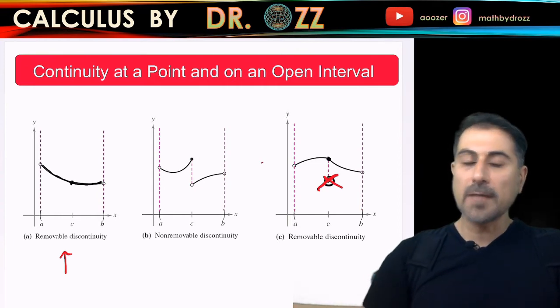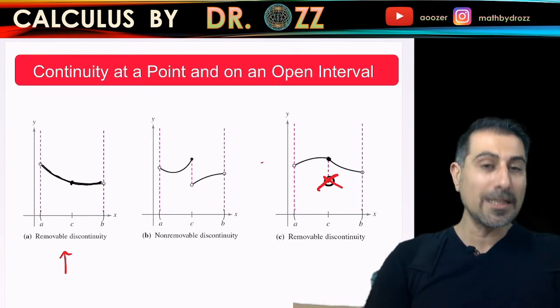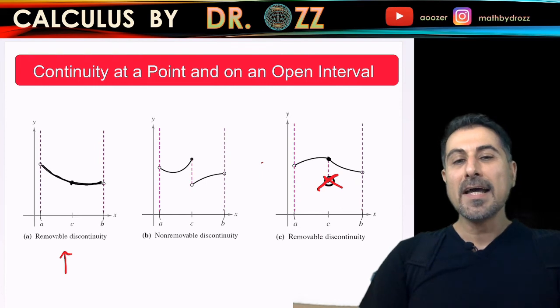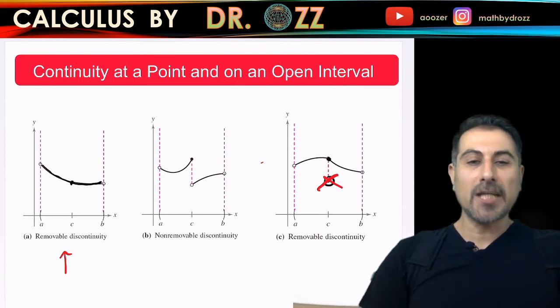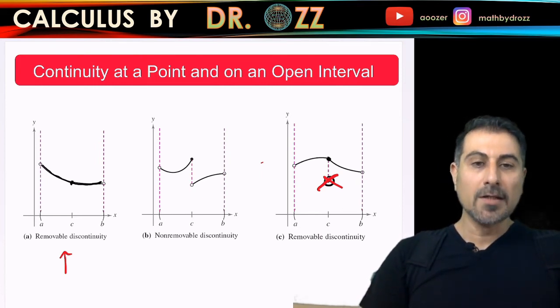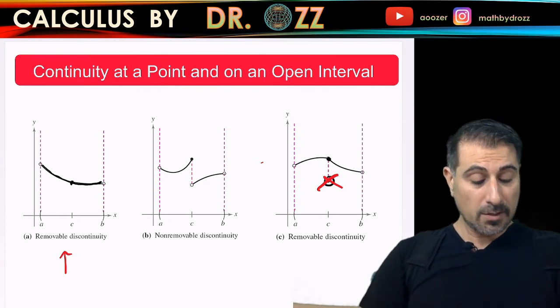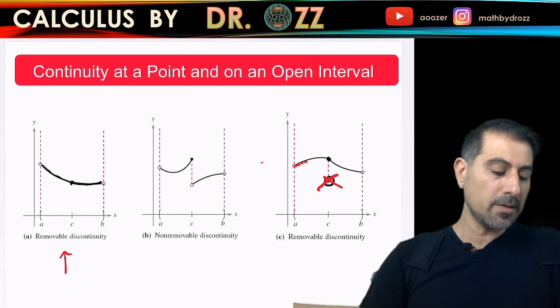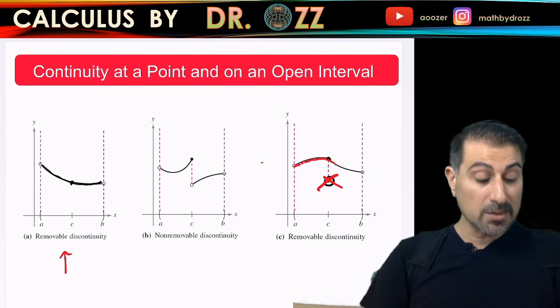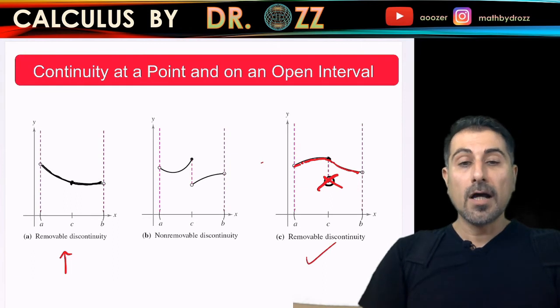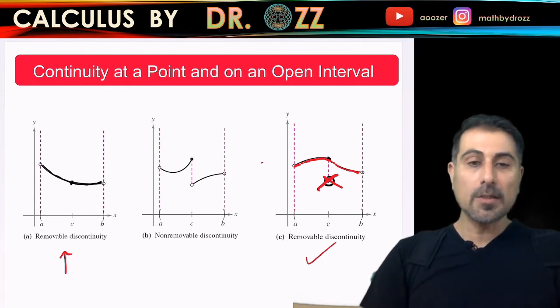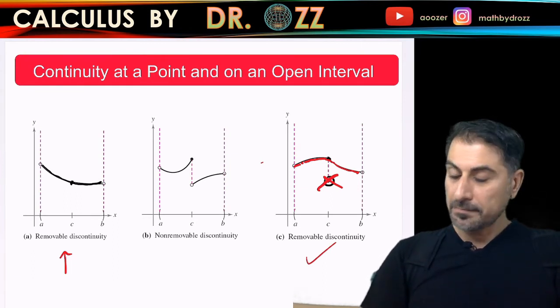So all I'm tweaking here is just one value at x equals c, and if you can change it to something so that the graph of the function is continuously sketched from point A to point B, then you're talking about a continuous function. For that reason, for this sample, f has a removable discontinuity.